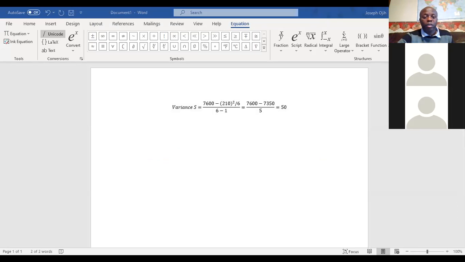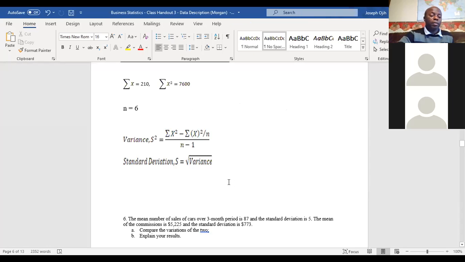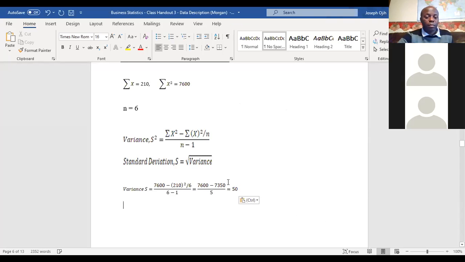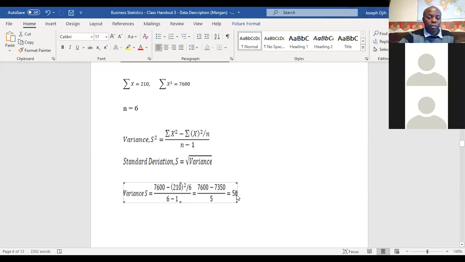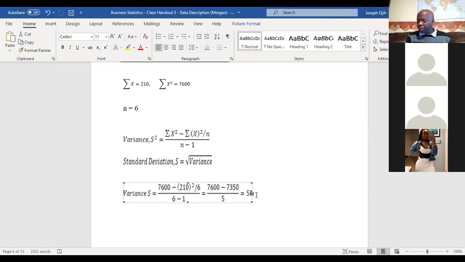What is in the main workbook right here? The variance is right there. It's 50. Any questions for me? Hello, class. Do you have questions for me? No. Okay, let's do the standard deviation.